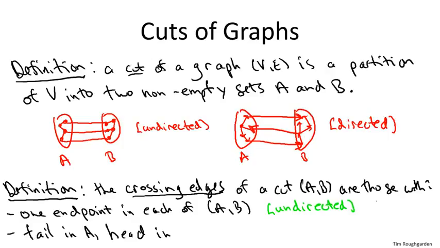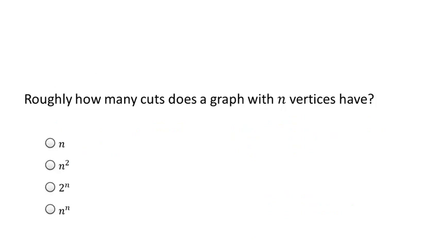So referring to our two pictures, our two cartoons of cuts, for the undirected one, all three of these blue edges would be the edges crossing the cut AB, because they're the ones that have one endpoint on the left side and one endpoint on the right side. Now for the directed one, we only have two crossing edges. So the two that cross from left to right, with tail in A and head in B. The one that's crossing backward does not contribute. We don't count it as a crossing edge of the cut. So the next quiz is just a sanity check that you've absorbed the definition of a cut of a graph.